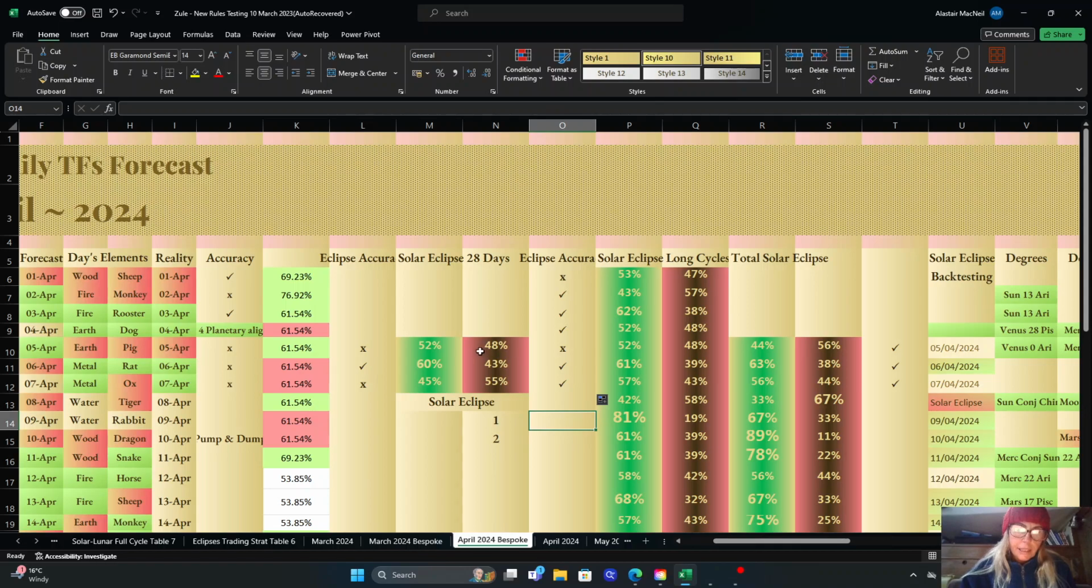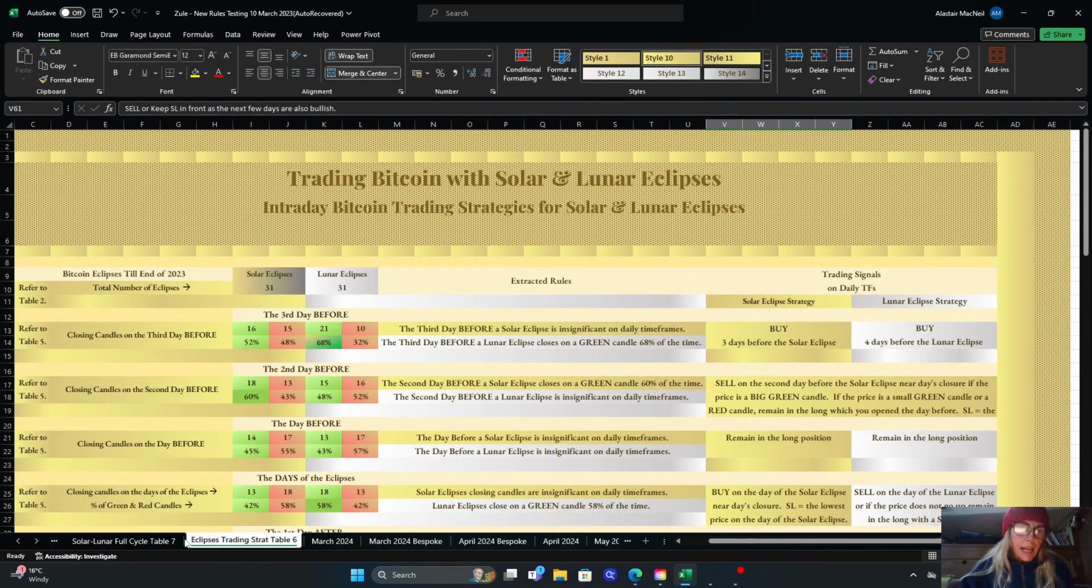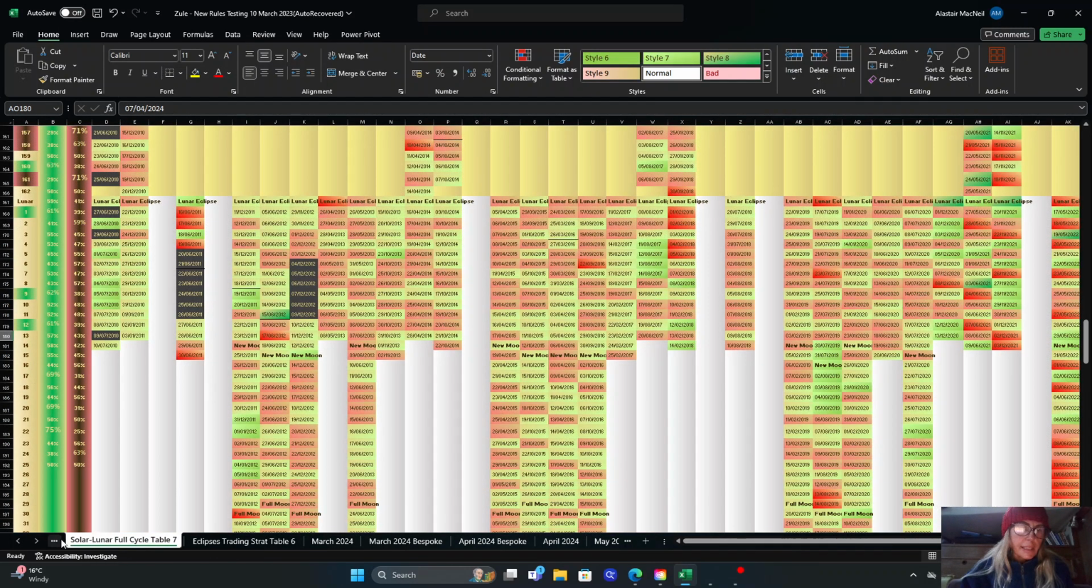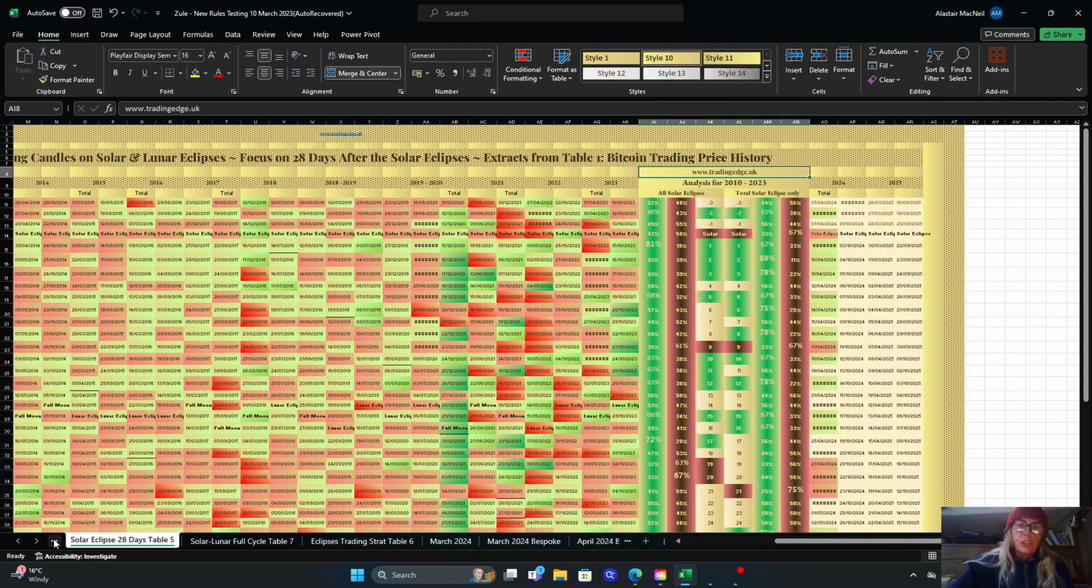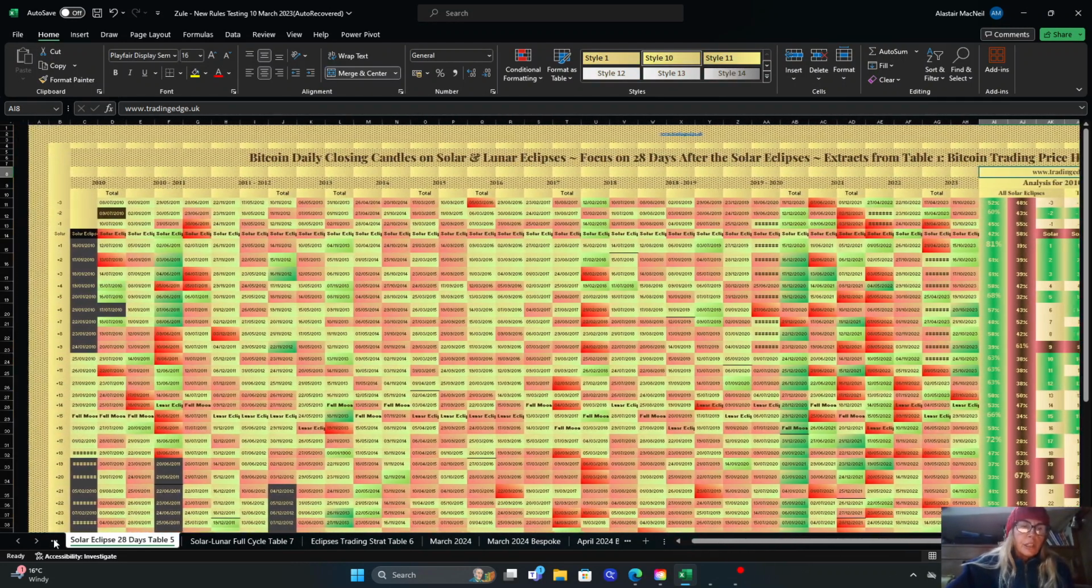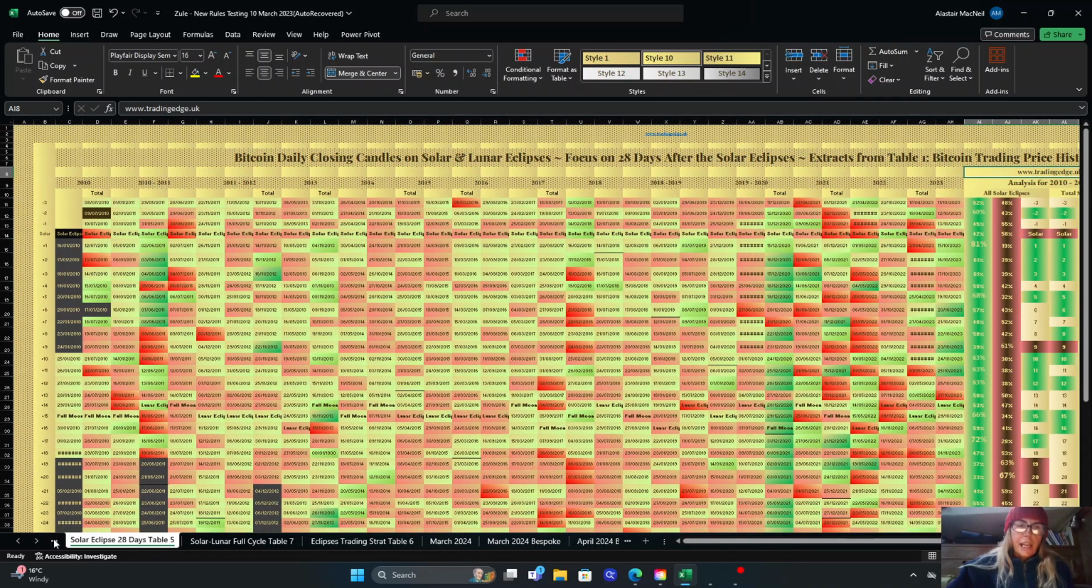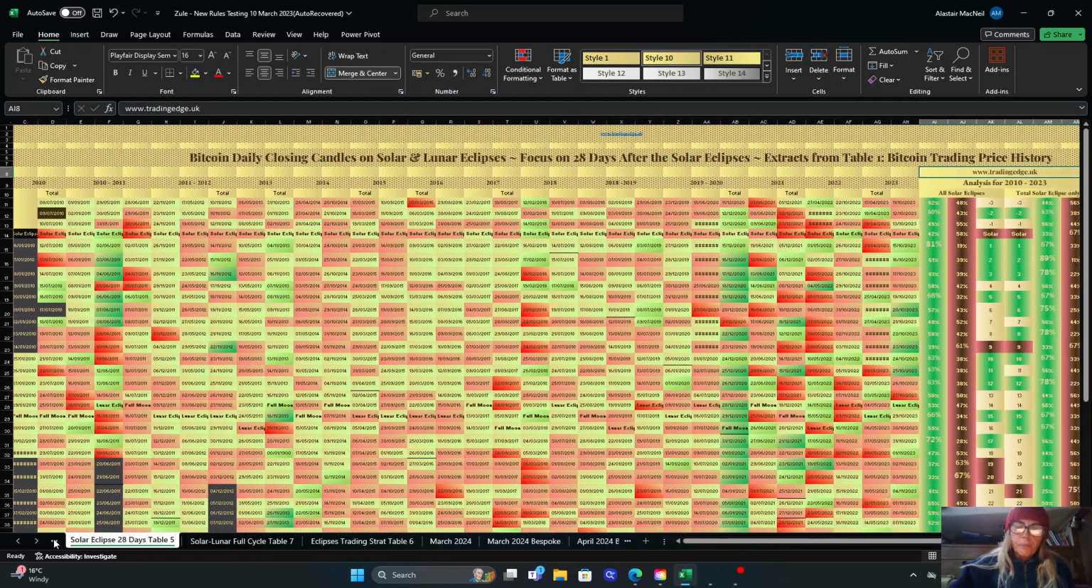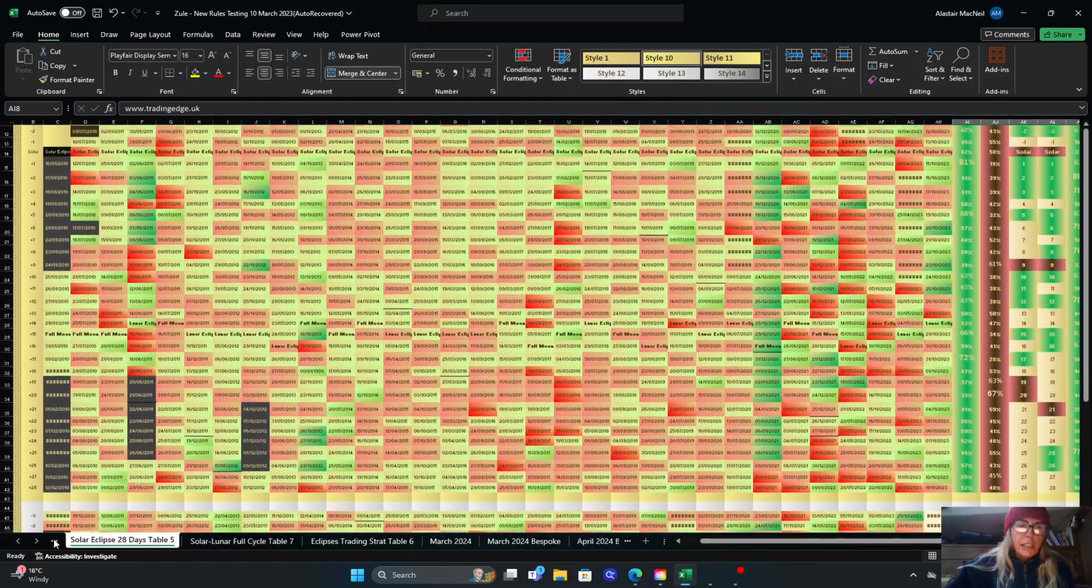When I have back tested, there are three different types of metrics that I have used to back test the solar eclipse cycle. Metric type 1 is when I have counted the first 28 days after the solar eclipse. So I take the day of the solar eclipse into consideration, and then I count 28 days after that. So let me just show you this table. Right, so this is what the table looks like. I have shared it with you before, and this metric is the following.